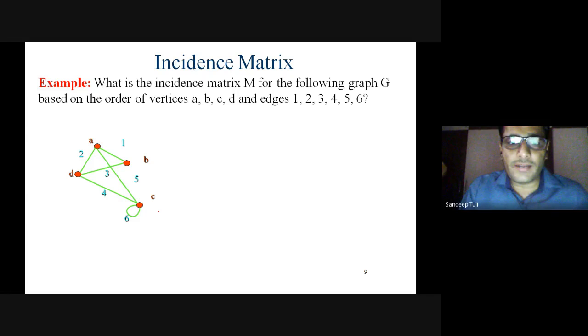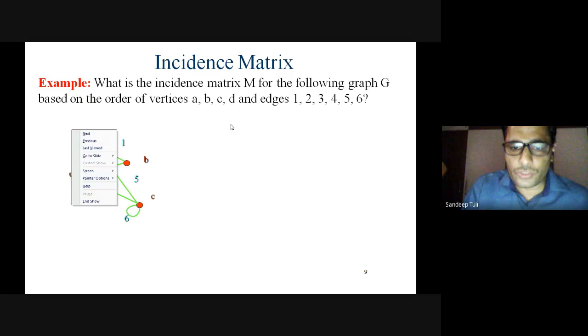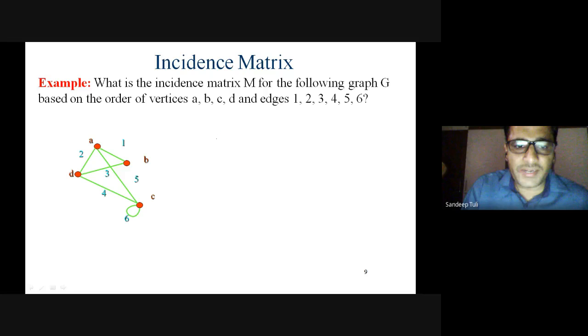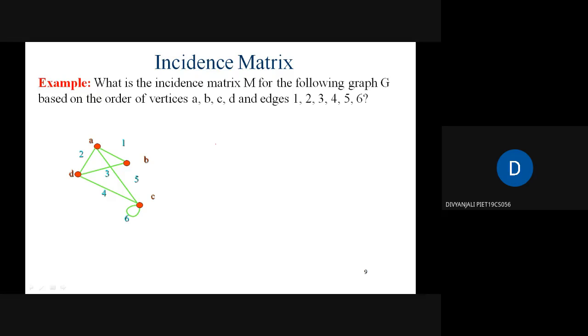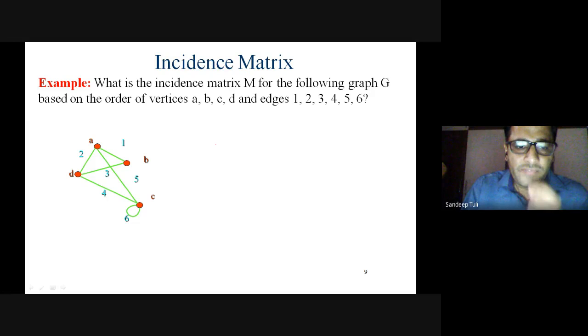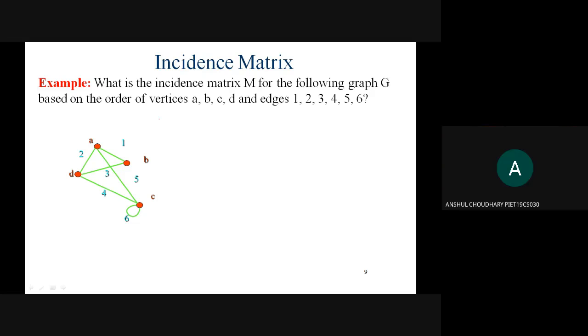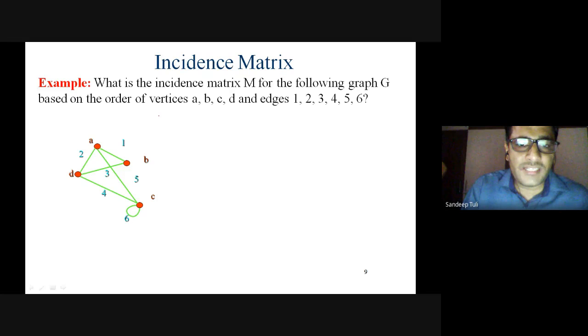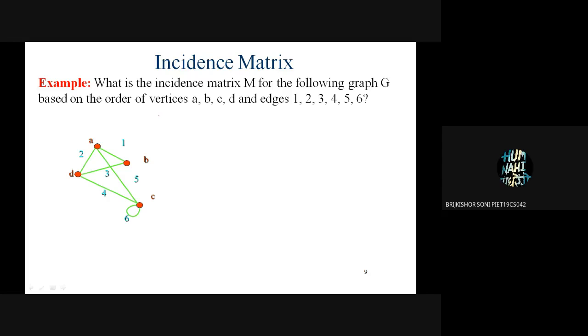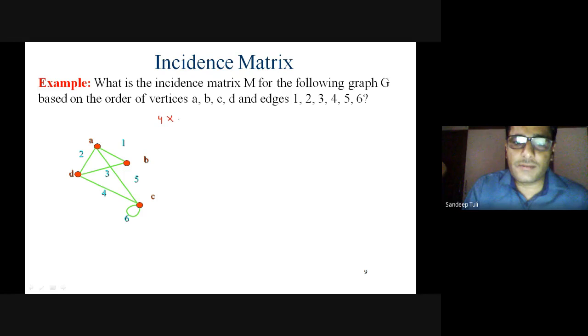Now look at how we will draw the incidence matrix. So how many vertices do we have? 4. And how many edges do we have? 6. So what will be the order of the incidence matrix? 4 by 6. It will be n cross E. So it is 4 by 6. First of all, is it okay? Now it will not necessarily be a square matrix. It is not necessary that it be a square matrix, but in the case of adjacency, it must be a square matrix.